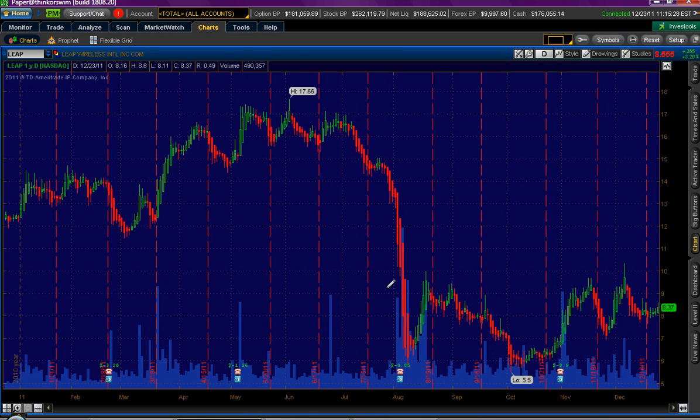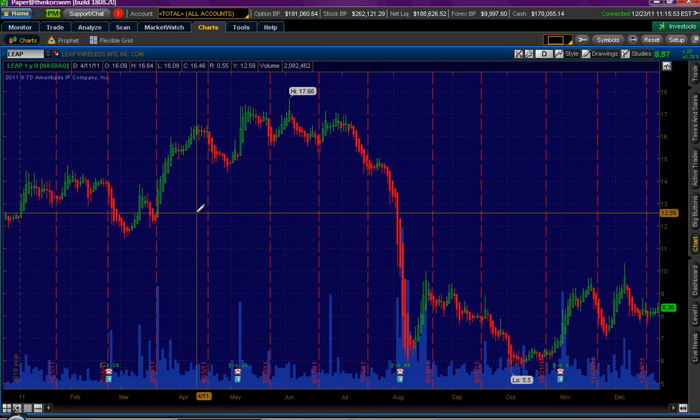Now, let's see how this works in a chart. In this chart, I'm using Leap Wireless, a telecommunications company, pretty well known as Cricket. I'm using the daily chart, with 646 candle bars.